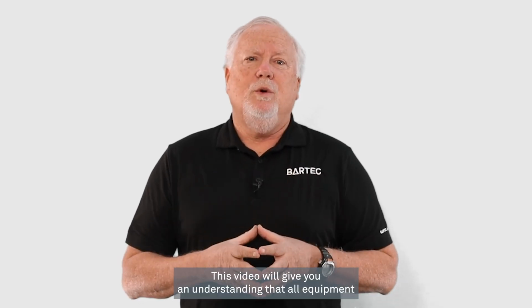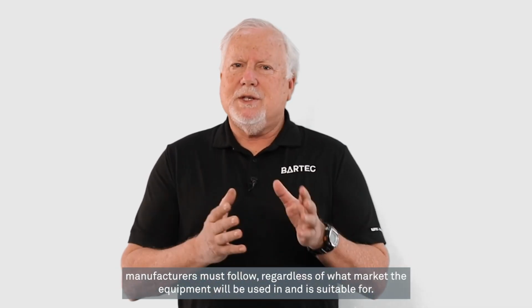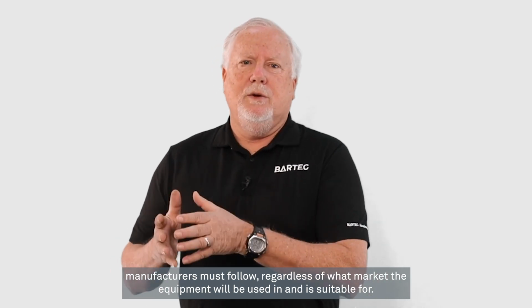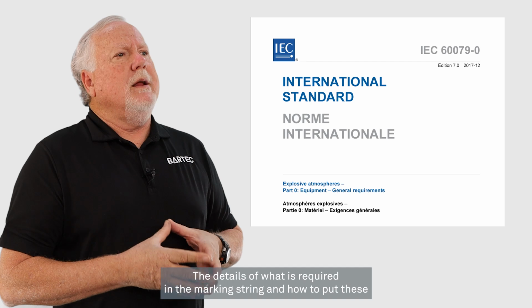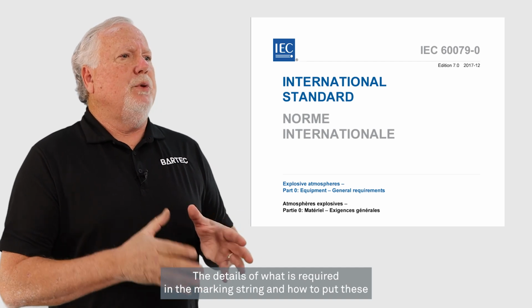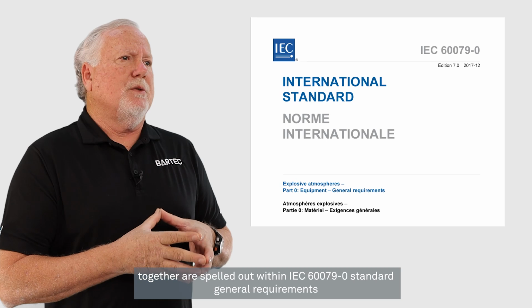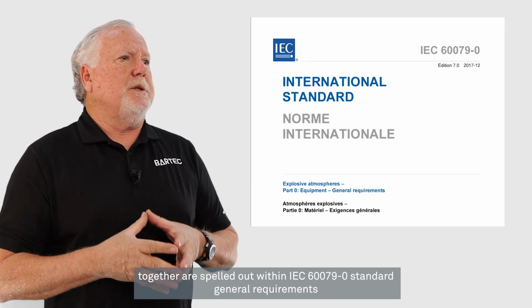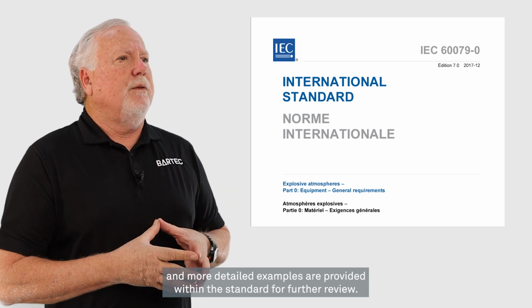This video will give you an understanding that all equipment manufacturers must follow regardless of what market the equipment will be used in and is suitable for. The details of what is required in the marking string and how to put these together are spelled out within the IEC 60079-0 standard general requirements, and more detailed examples are provided within the standard for further review.